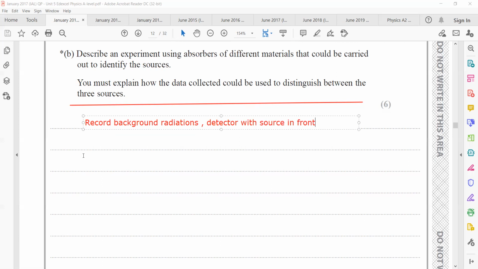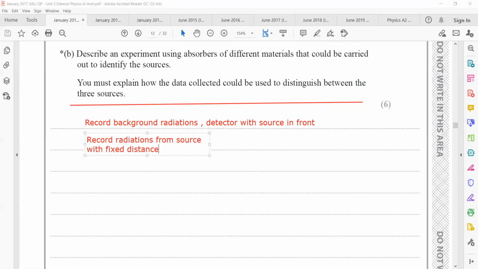Then we'll record the radiation with a fixed distance, because the distance also affects the count rate. The distance between the source and the detector also affects the count rate. That's why it should be done with a constant or fixed distance.